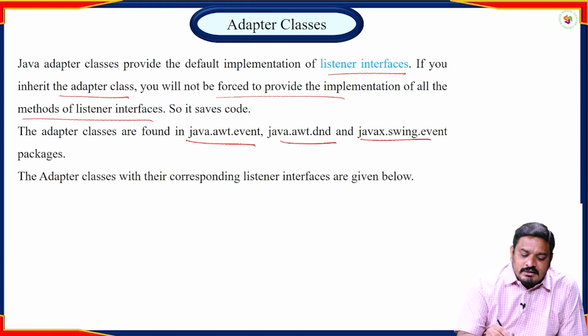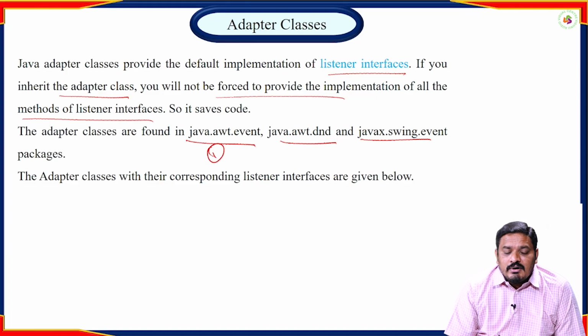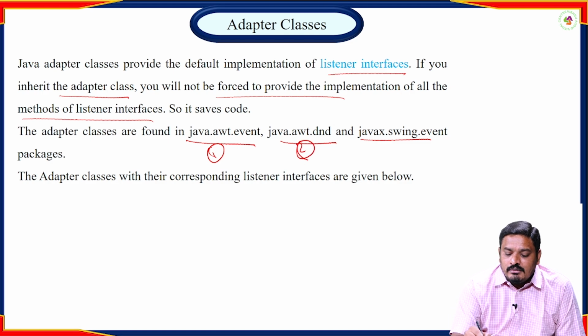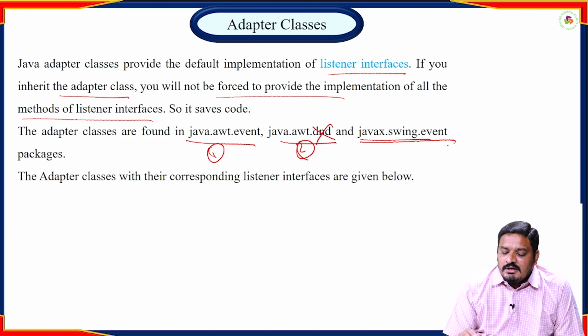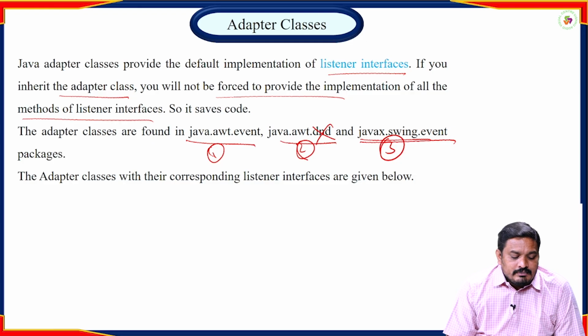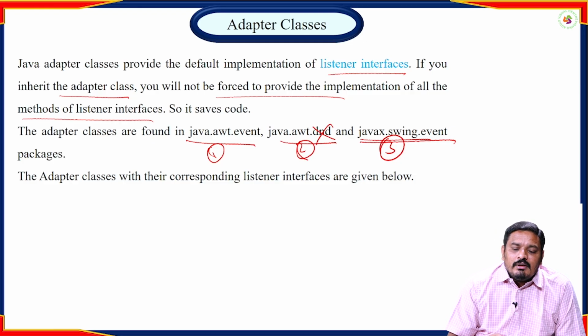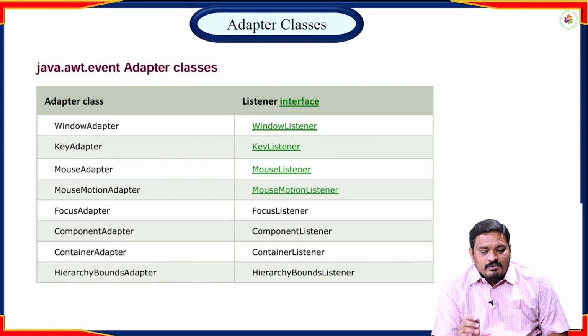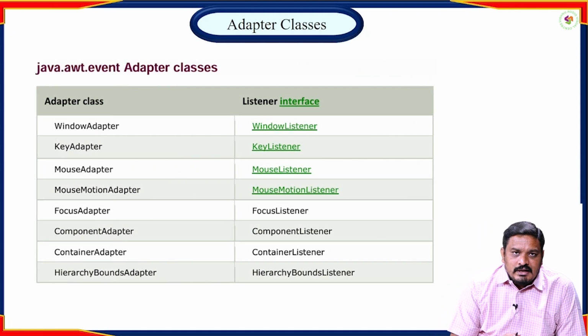Here, the adapter classes are in different packages. What are the different packages? The first one is java.awt.event, the next one is javax.swing.event. These are the packages for adapter classes. The adapter classes and their corresponding listener interfaces are given in the table. What are the adapter classes and the related listener interfaces?